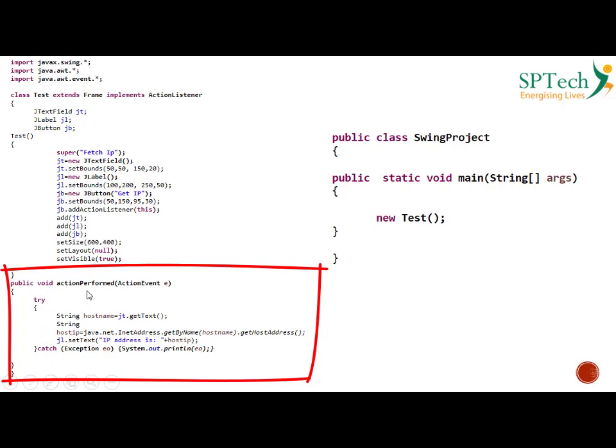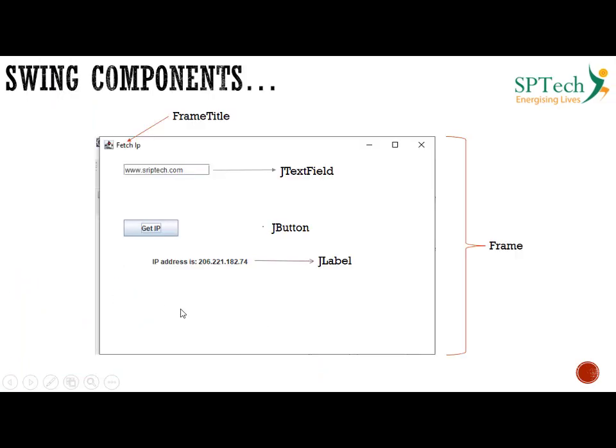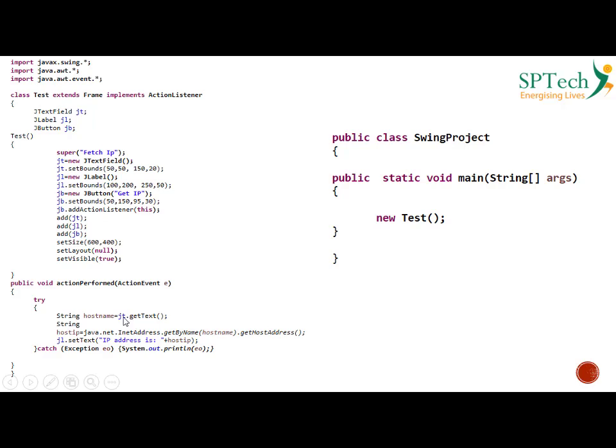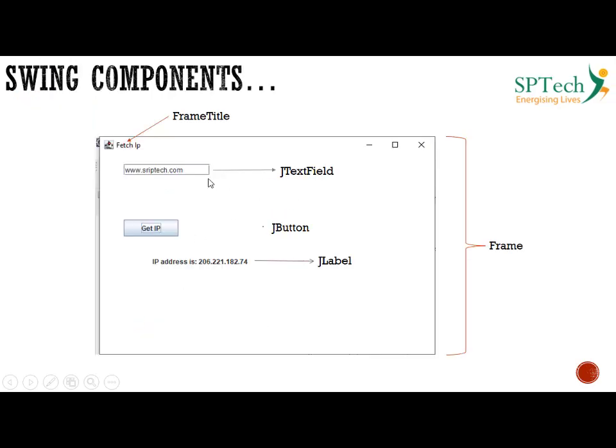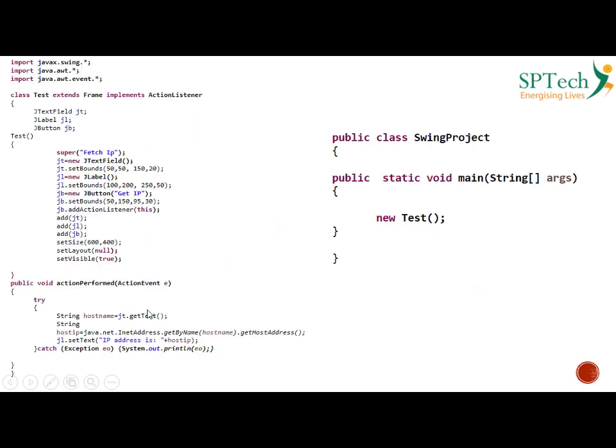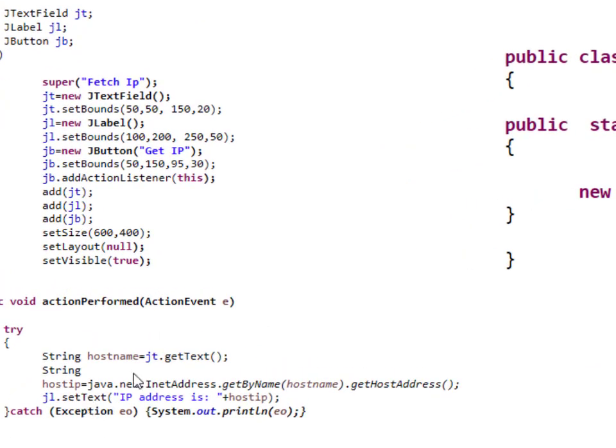Now within this actionPerformed event, I am creating a variable called hostName, which is of the type String, and I am trying to get the value of the text field and store it in the hostName. So that means when I type this value here, www.SPTech.com, it's a text field. Now remember that the text field component is JT. So when I say jt.getText, this SPTech.com will be retrieved and it will be stored as hostName. Now I want to get the IP address of this particular host name or the website address.